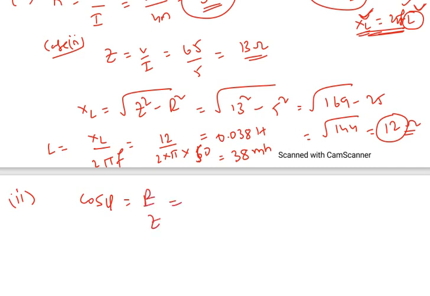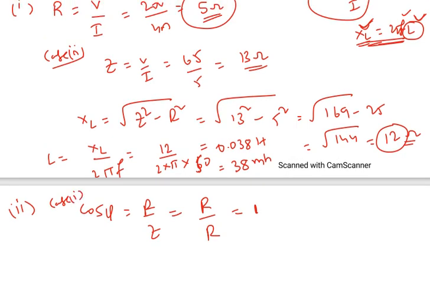Okay, in case 1, what happened? The impedance becomes only the resistive component, that is R by R only, because it is connected to a DC supply. Therefore there won't be any reactive component. R by R you will get, that is, power factor is unity. In case 1, power factor unity you are getting.